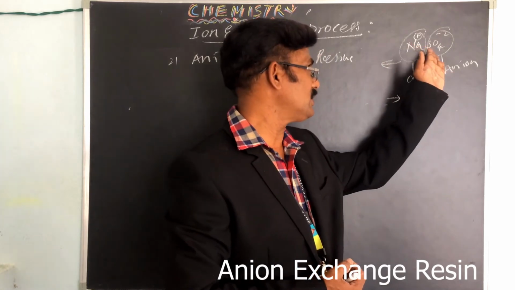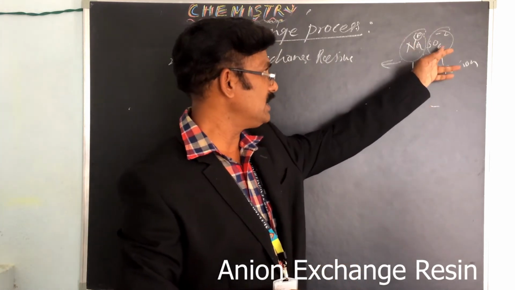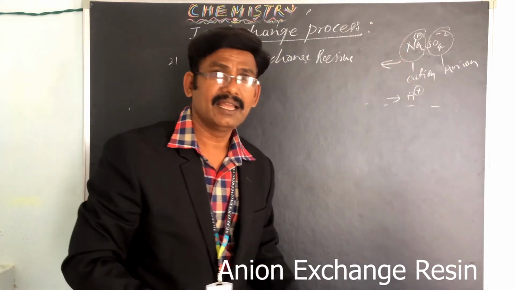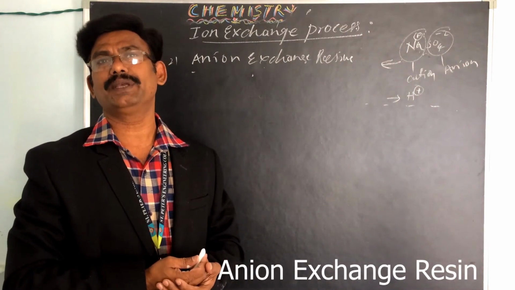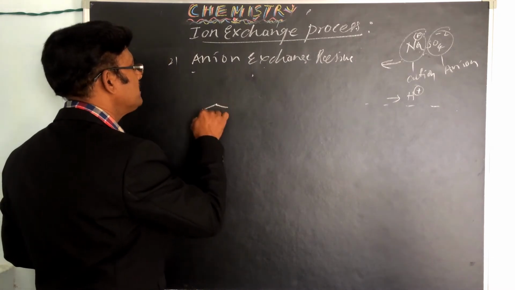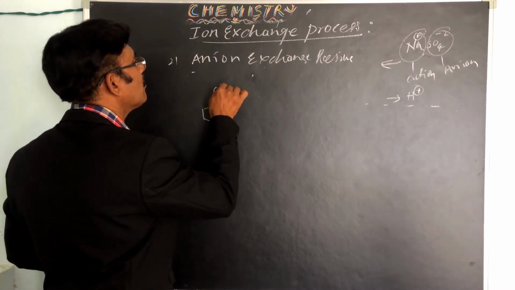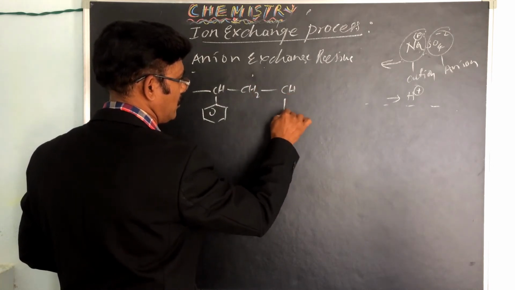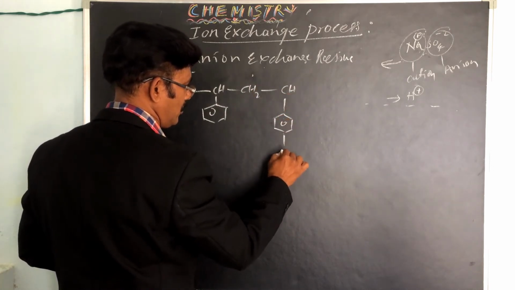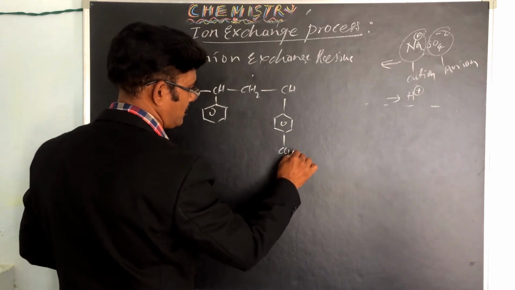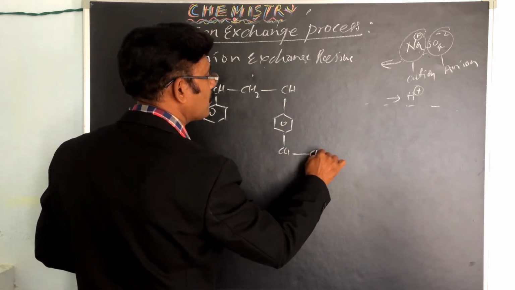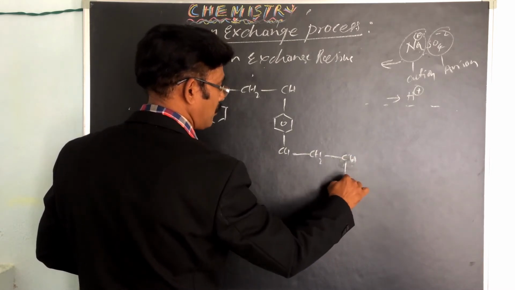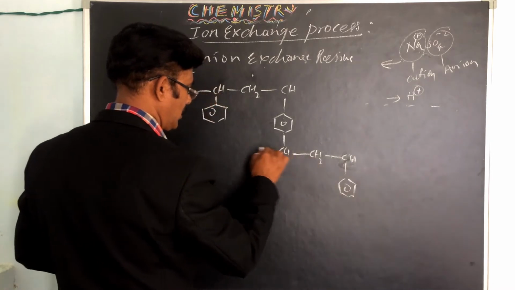Sodium sulfate is the hardness-causing compound, and in it the anion is there. That is the reason it is the anion exchange resin. Here the basic functional group is there, same like benzene, like this.